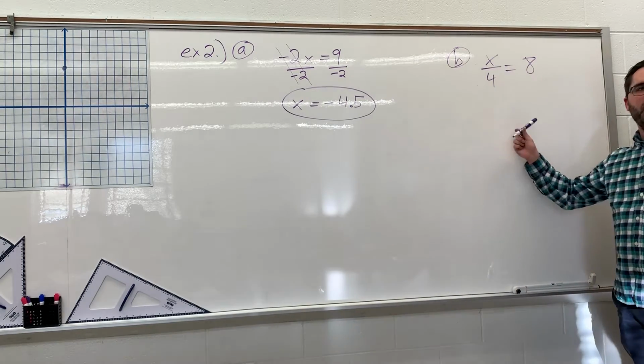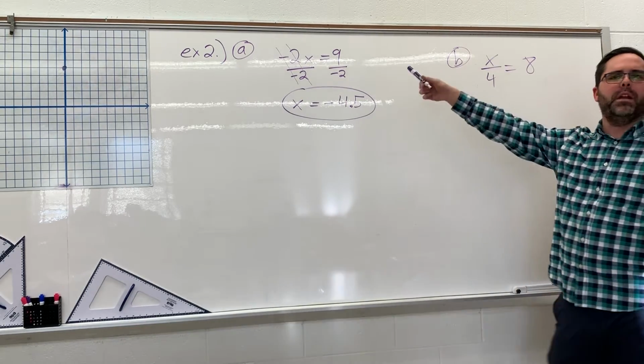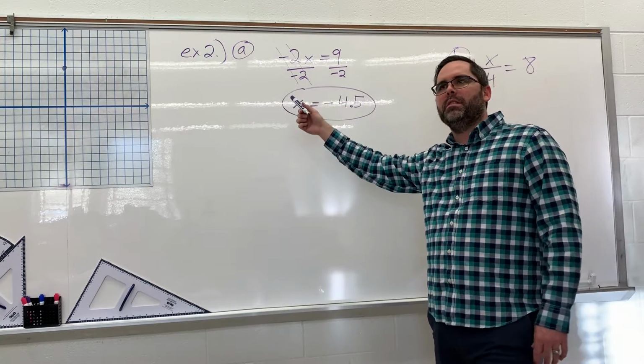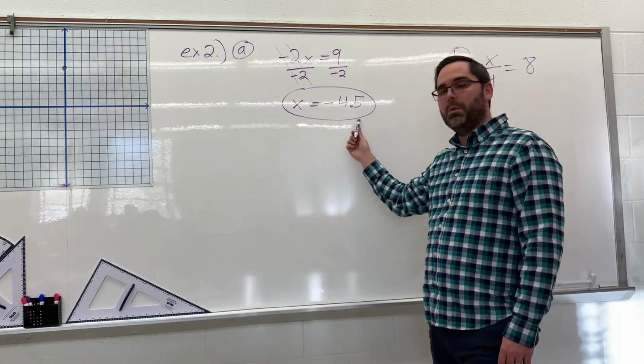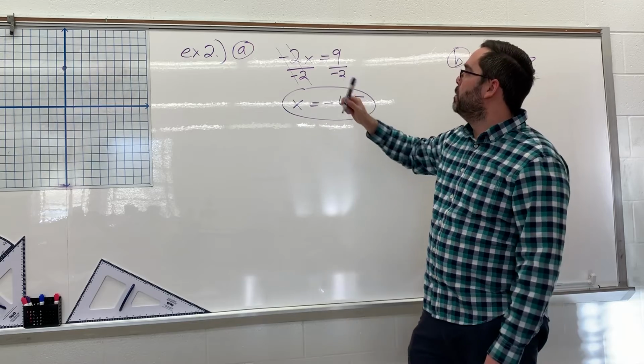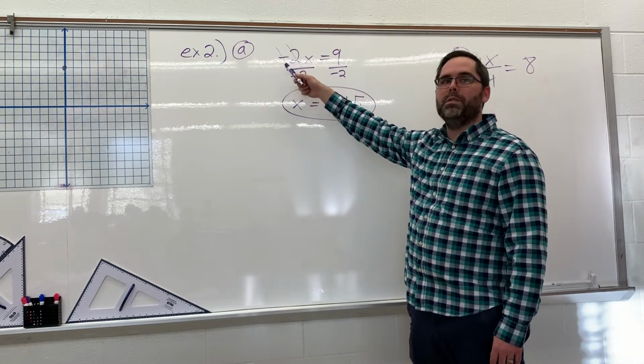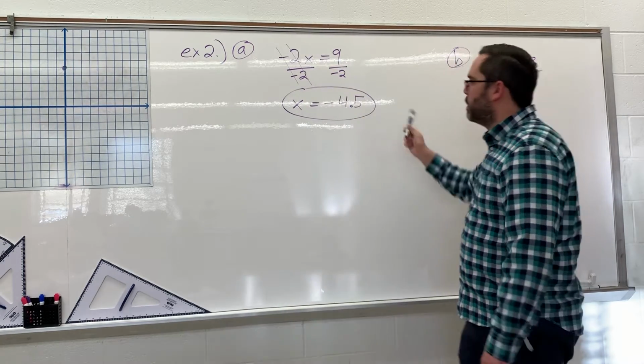Alright. Now, if we were going to check this, what would I do? I'd plug -4.5 in for x. What is -4.5 times -2? Well, it would be 9. Okay? We're not going to check that.